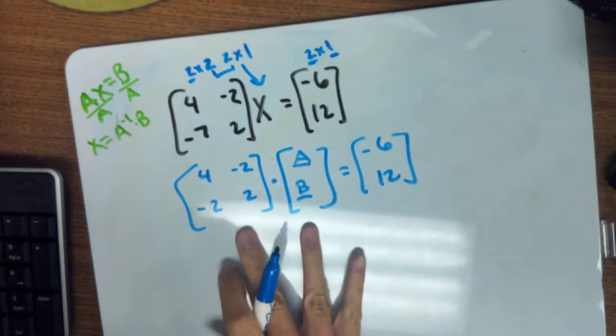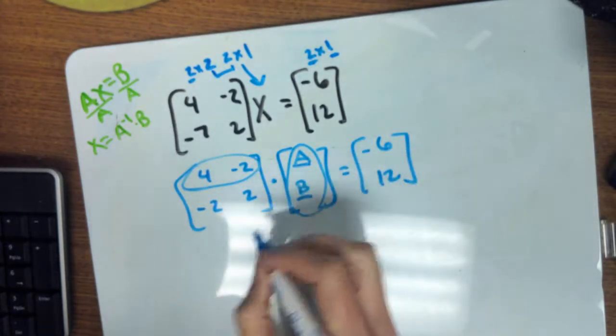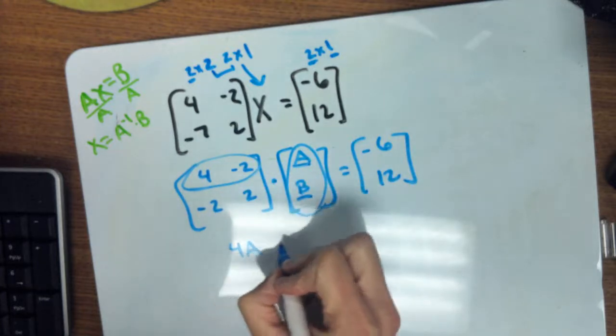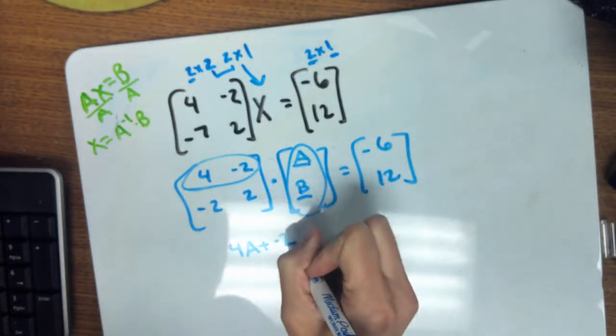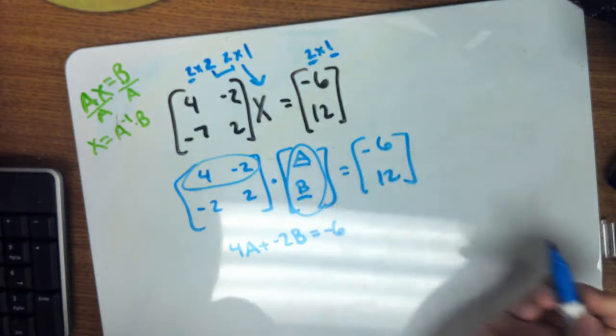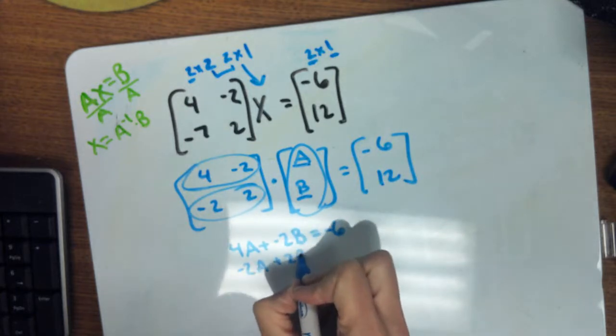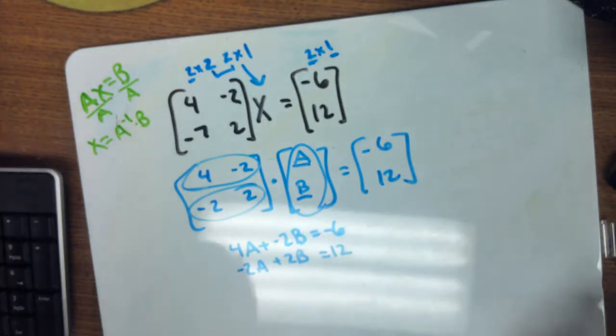Now I'm multiplying a matrix by a matrix, so we go across by down. Well, 4 times A is just 4A. We add together what we get, and that has to equal this top element of -6. Then I'm going to go here, and I'm going to say -2A plus 2B has to equal 12. Oh my goodness, what did we do?